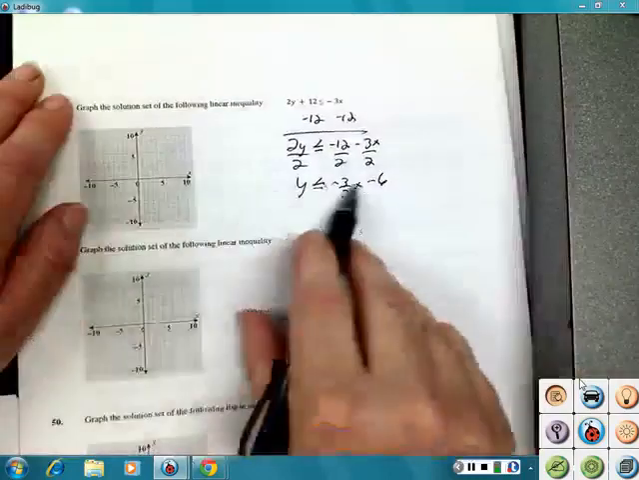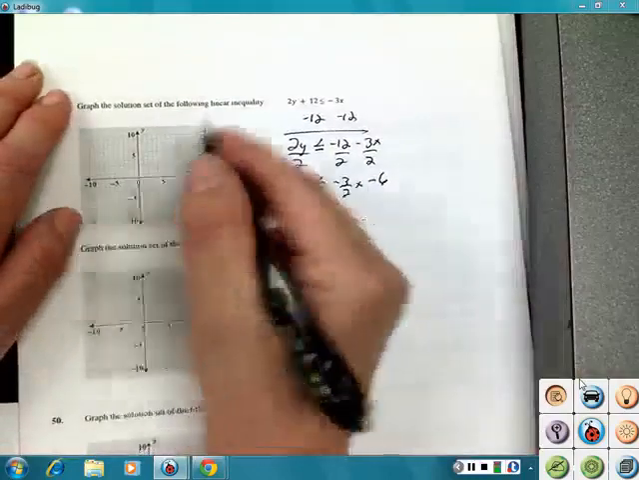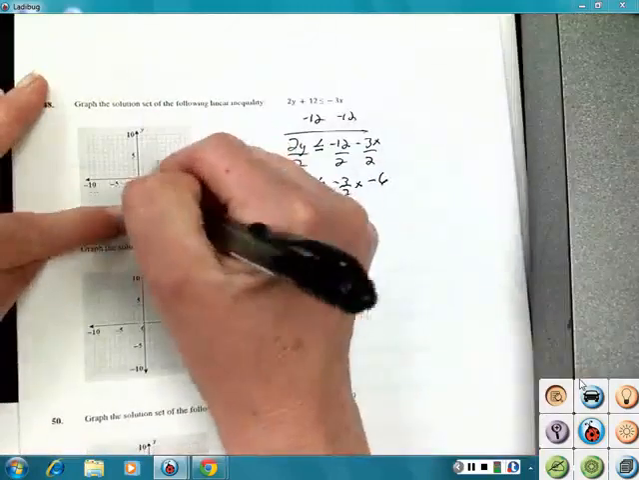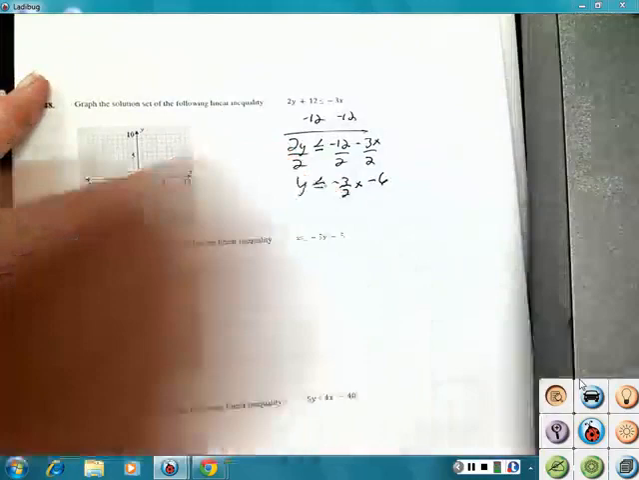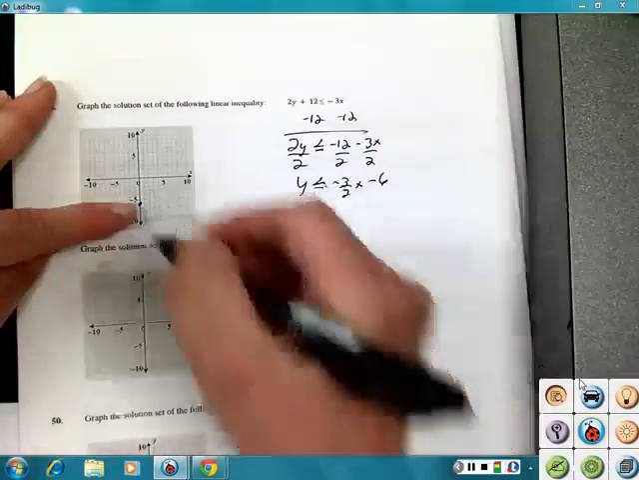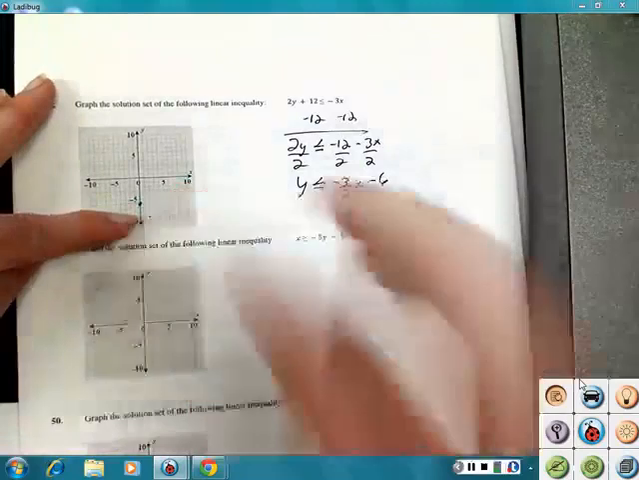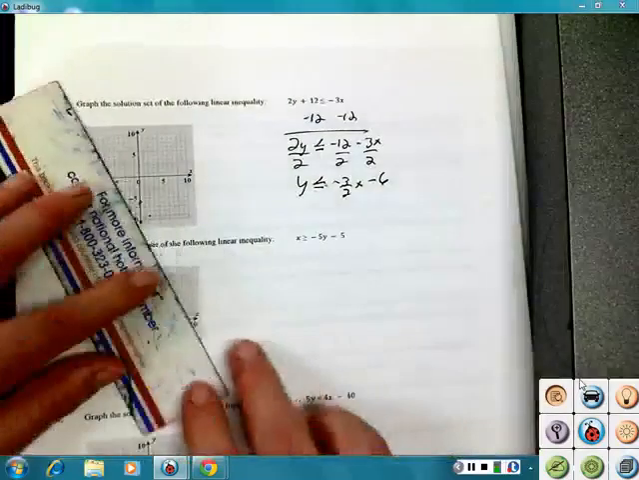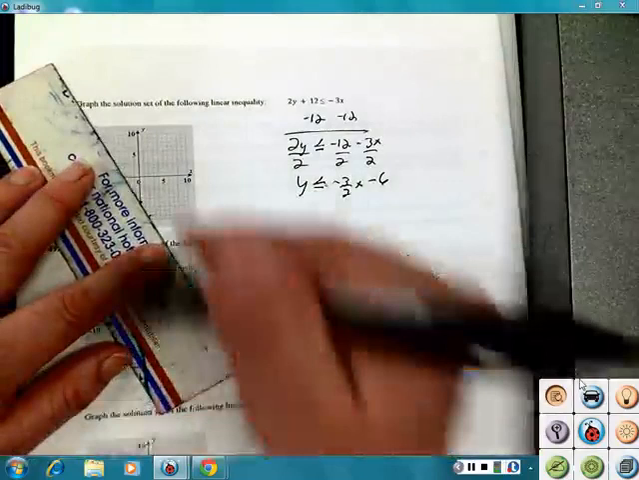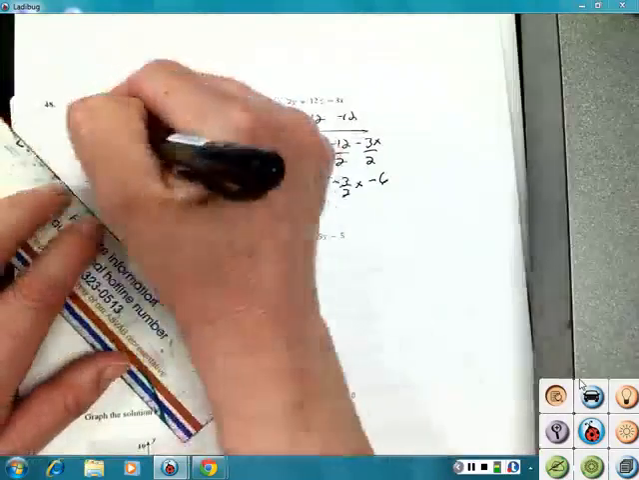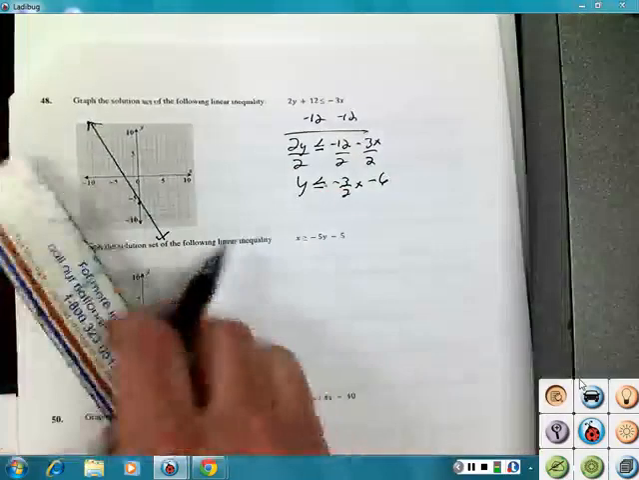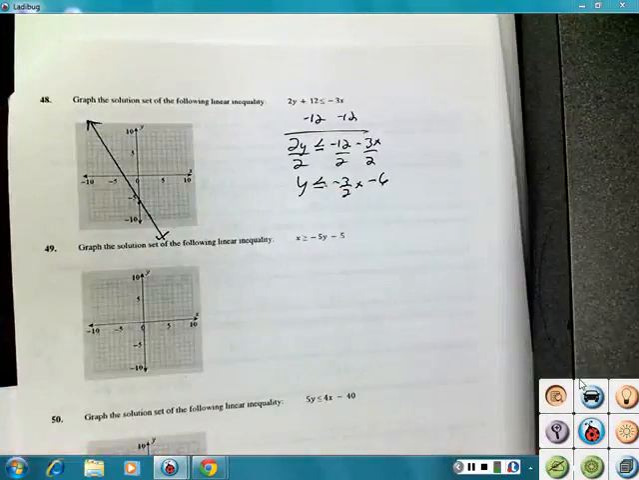So I'm going to go over here and graph a negative 6, which is there. Slope says go down 3, 1, 2, 3, and over 2. And I want a solid line once I graph it. But I'm not finished because of the inequality. I've got to decide what side gets shaded.